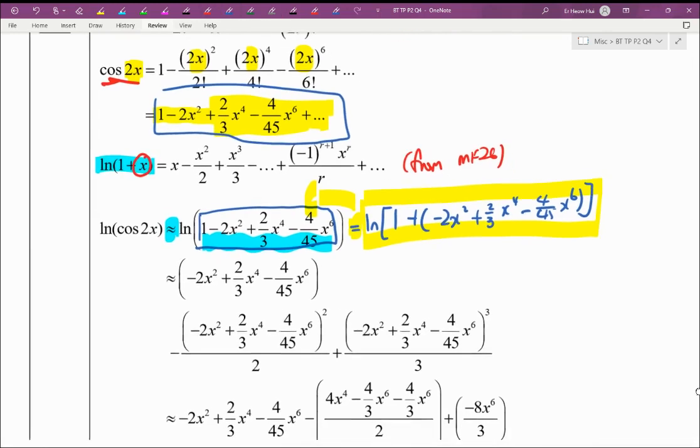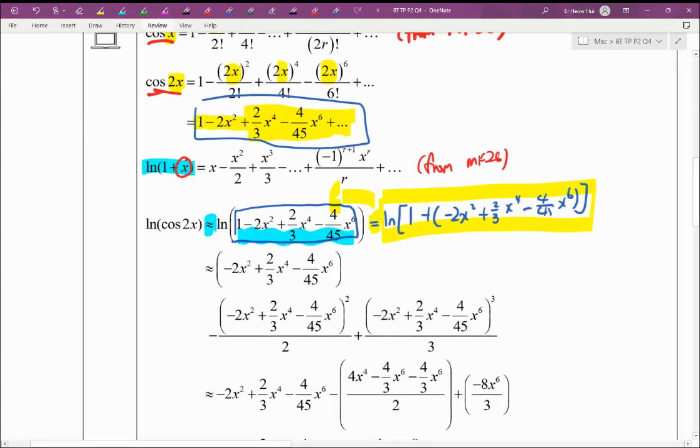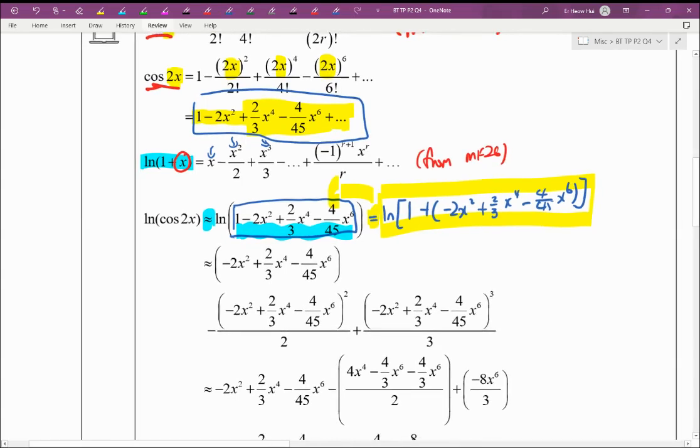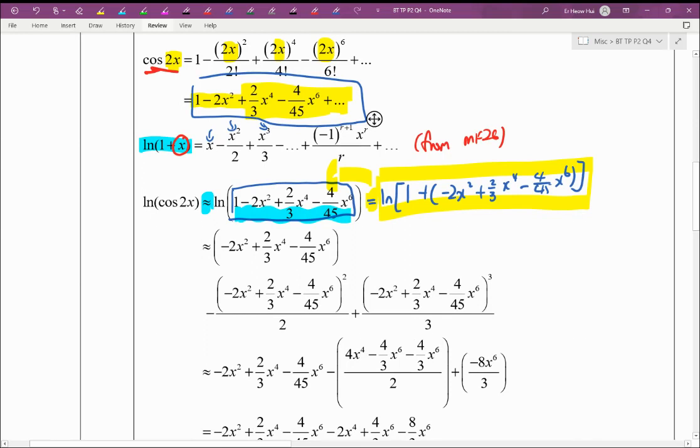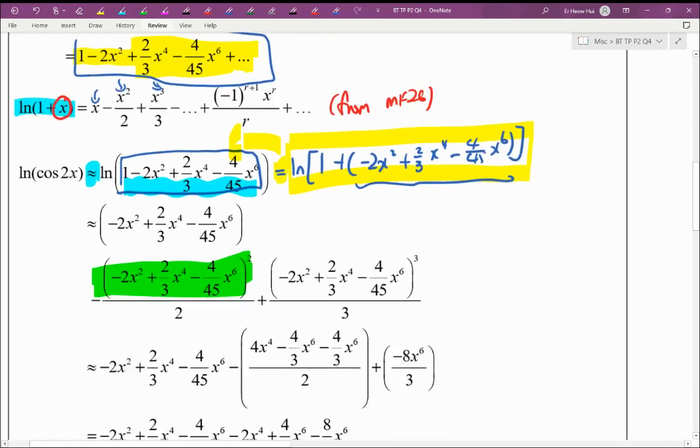Now, notice that in the expansion of ln(1 + x), there is power 1, power 2, and power 3. How do you know when to stop? Now for power 1, when you replace x with the expression here, it's quite simple. The powers of x are just x^2, x^4, x^6. Now let's take a look at this expansion, the one that I just highlighted in green.